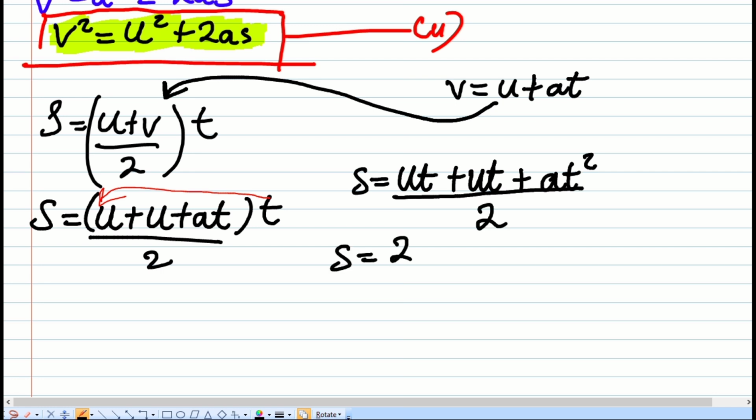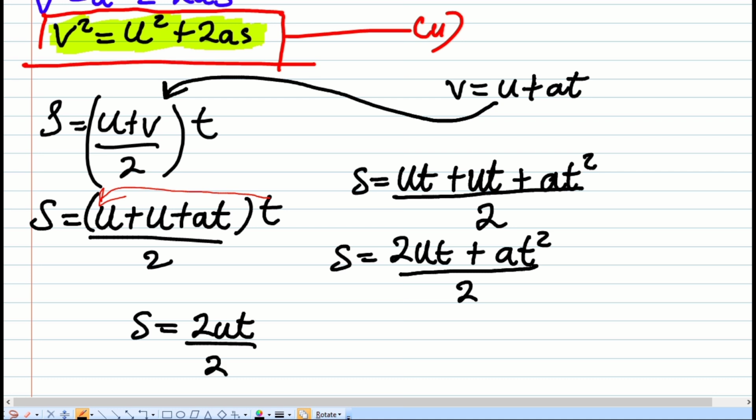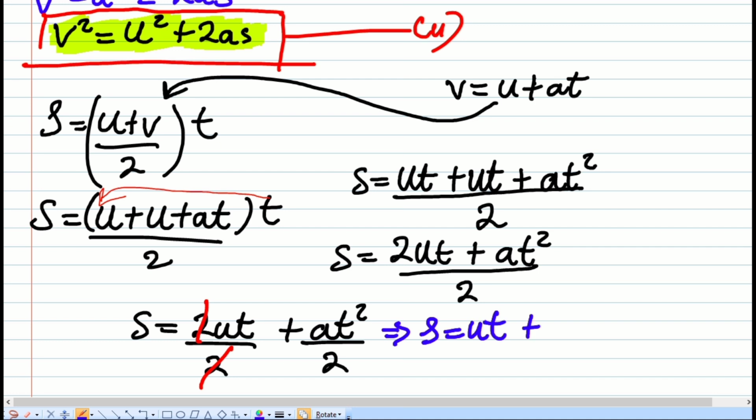Now we have that S is equal to UT plus UT, which is 2UT, plus AT squared, all divided by 2. Now we can go ahead and distribute the denominator 2. So we have S is equal to 2UT over 2 plus AT squared over 2. So that 2 can cancel 2. Finally, our equation becomes S is equal to UT plus AT squared divided by 2.